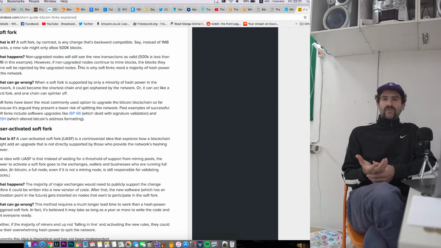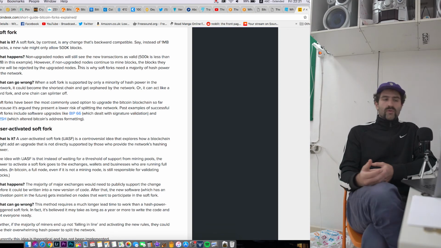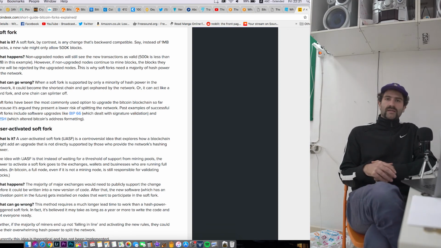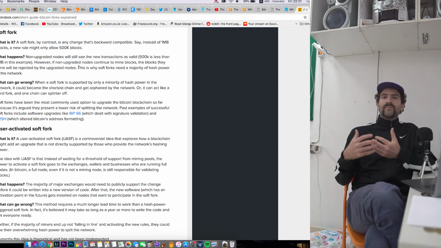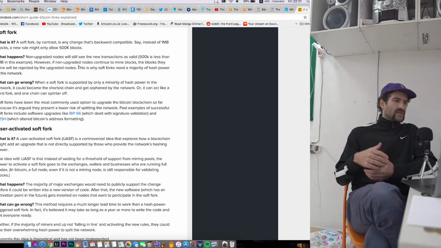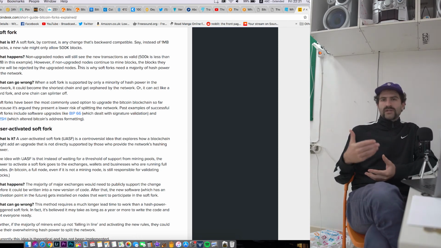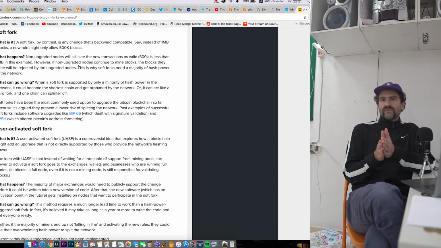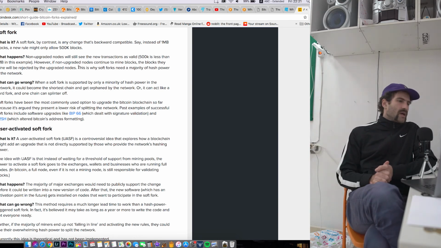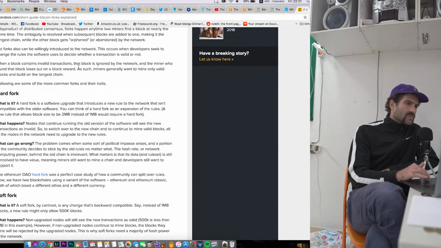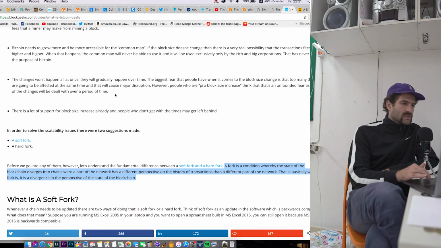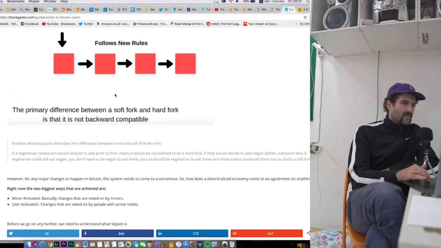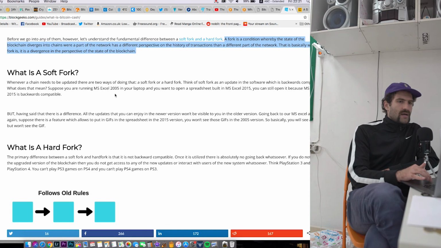SegWit is a very good example of this. When it was proposed, it needed 95% of the miners in order to be implemented. I explained SegWit in my previous video, and it actually didn't go through 100% because it was part of the SegWit2x and the New York agreement. But anyway, so in a nutshell, this is what a soft fork and a hard fork is. If you go to these pages here, you can read a bit more in detail, because they explain very nicely what is exactly happening and how the chain splits.